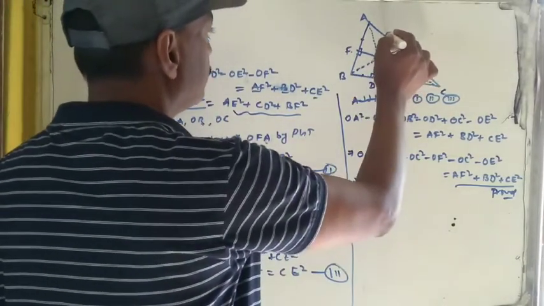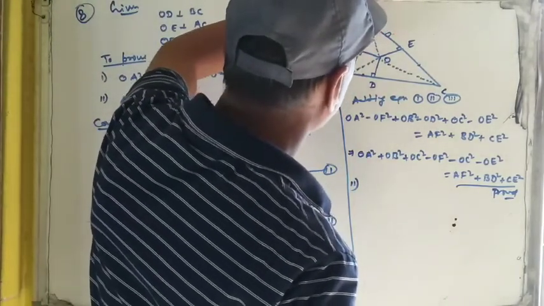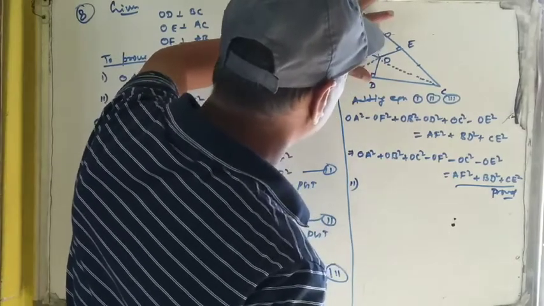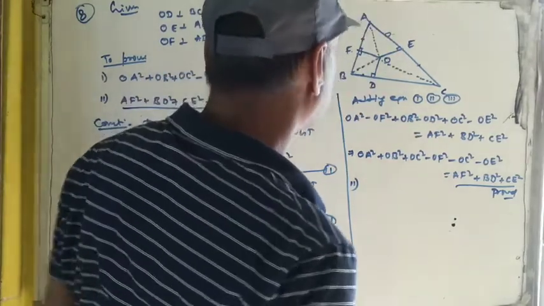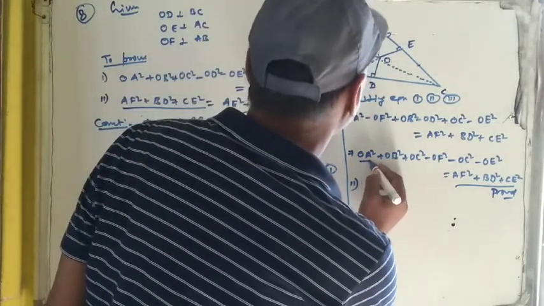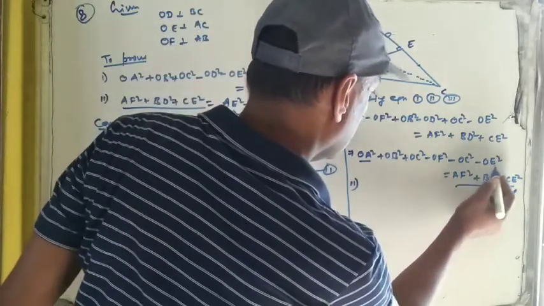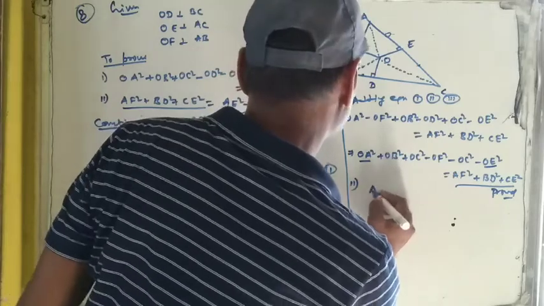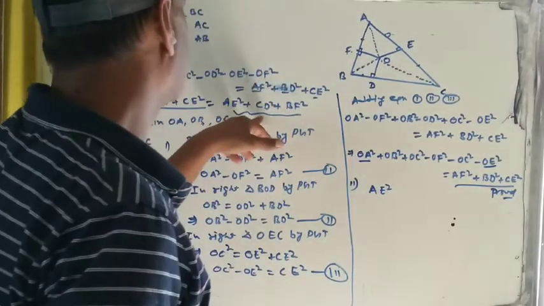AE is here. If we get OA square minus OE square, then in the place of OA square minus OE square by BCD, we can write AE square. So just see, OA square minus OE square. Then in the place of these two, we can write AE square. And after that, we need to have CD.